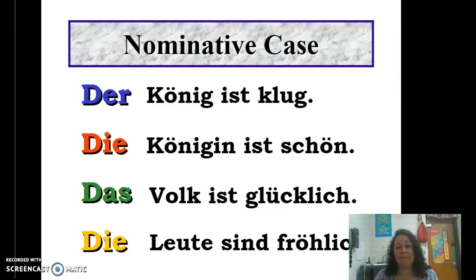The folk is happy. Und die Leute sind fröhlich. The people are happy. Another word for happy.